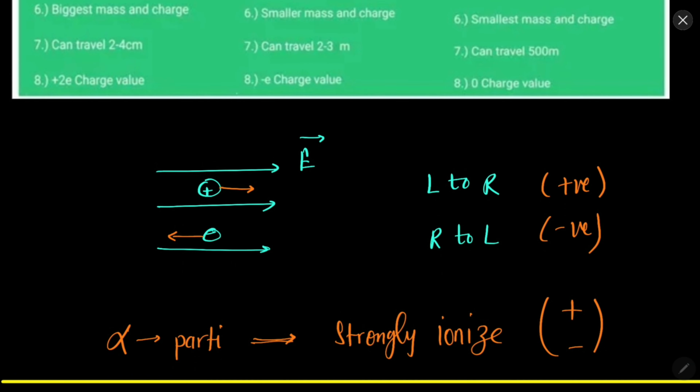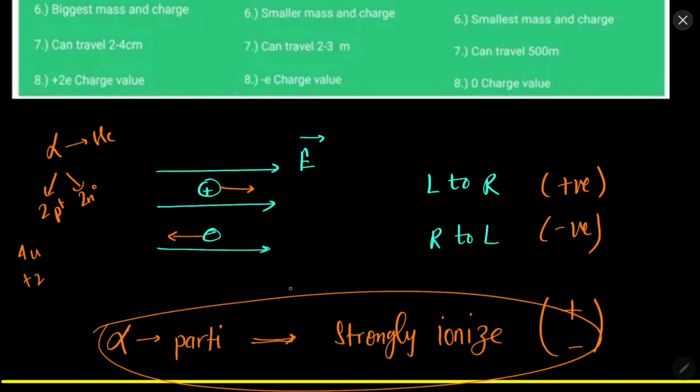So alpha particles, remember, are helium nuclei. Because of that it has 2 protons and 2 neutrons. So the mass is 4u and the charge is +2. Remember this thing. And alpha particles strongly ionize because they are charged particles.